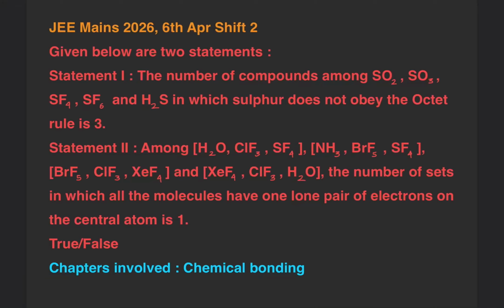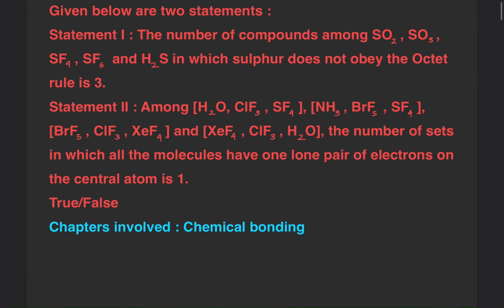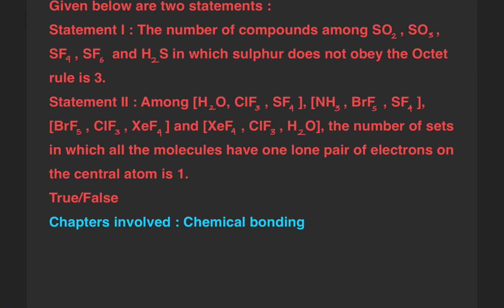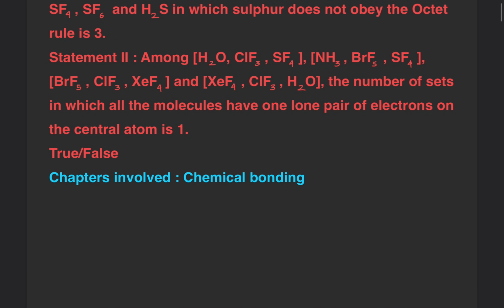Hello everyone. So this is a question from JEE Mains 2026, 6th April Shift 2. There are two statements. Statement 1: number of compounds among SO2, SO3, SF4, SF6 and H2S in which sulfur does not obey the octet rule is 3. Statement 2: among these sets, in which all the molecules have one lone pair of electrons on the central atom is 1. Okay, so we have to determine which statement is true and which one is false.